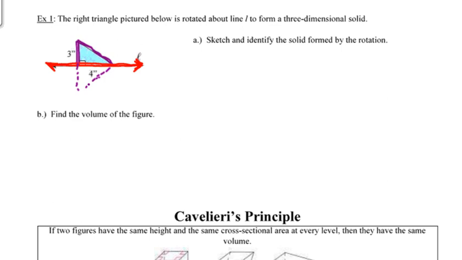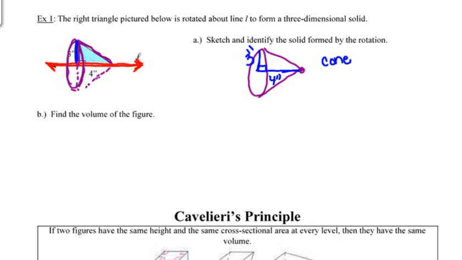But in essence, what we've done is we've created this kind of cone effect. So sketch and identify the solid formed by the rotation. Well, we've got that cone with the circular base. We've got the vertex up at the top. The height of this cone is going to be 4 inches, and the radius of this cone is going to come right from the dimensions of the original triangle, 3 inches.